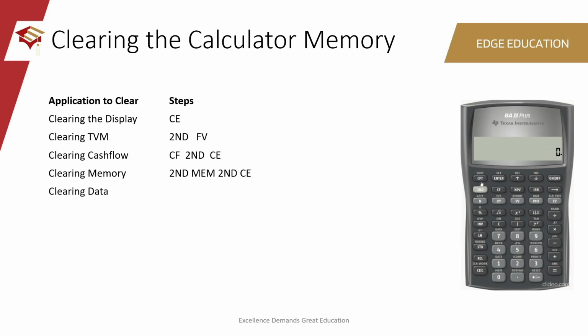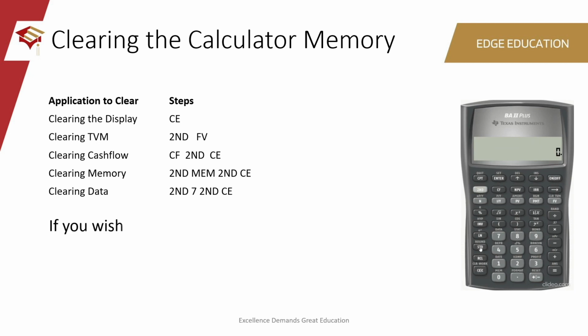If you wish to clear the numbers stored in your data application used for statistics, once again, you must first enter the application to clear the memory. For that, you will need to press the second and number 7, that's for data. Once within the application, you can then press second and CE.